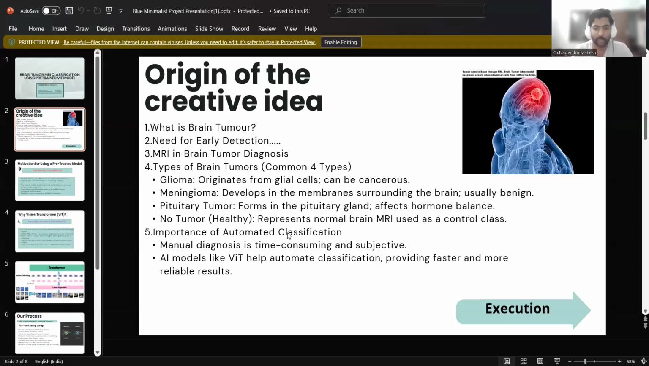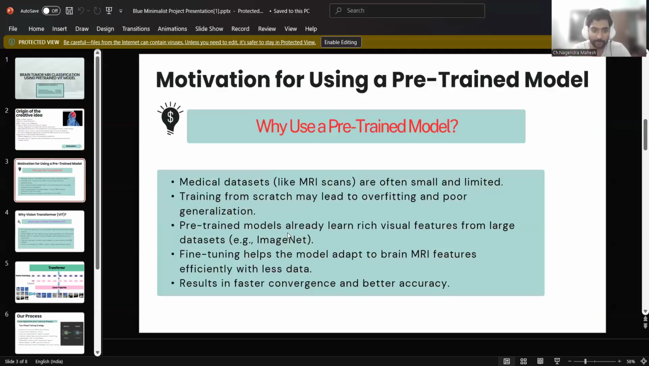So what's the importance of automated classification? Traditionally, diagnosis depends upon manual examination by doctors, and sometimes it is subjective. Automated classification using AI, like vision transformers and other CNN networks, is more consistent and much more reliable. This supports the doctors, improves patient care, and gives us more reliable results in a much faster time.